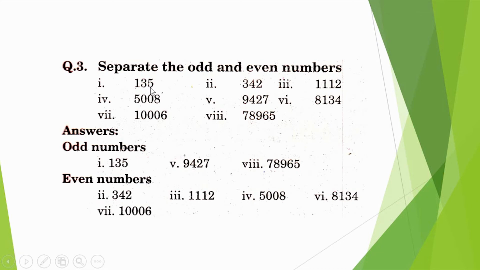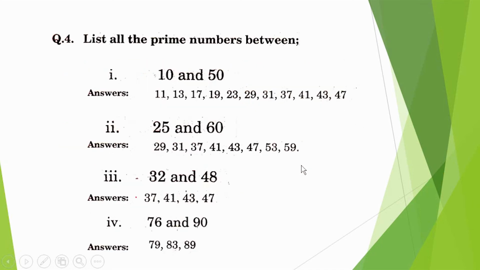Separate the odd and even numbers. Students, we can say that for odd numbers, the last digit is odd. If the last digit is even, it's an even number. Last digit is even, it's also an even number. Last digit is 7, which is odd, so it's an odd number. Last digit is 4, it's an even number. Last digit is 6, which is even, so it's an even number. Last digit is odd, so this whole number is also called an odd number.